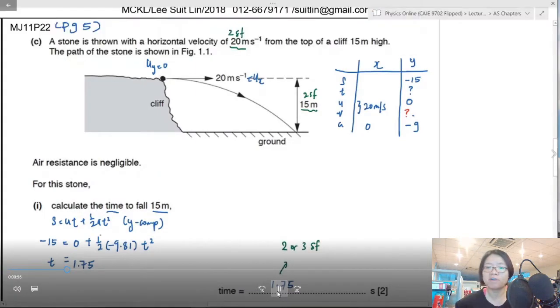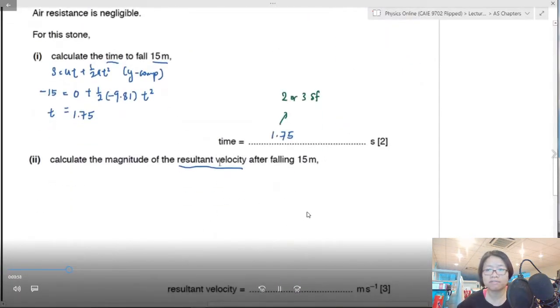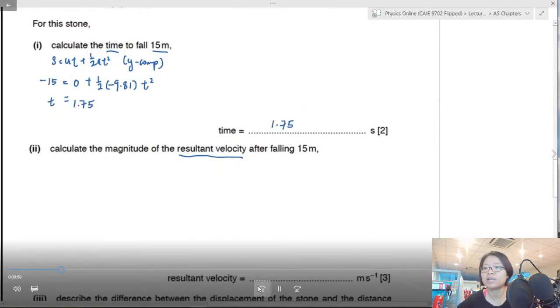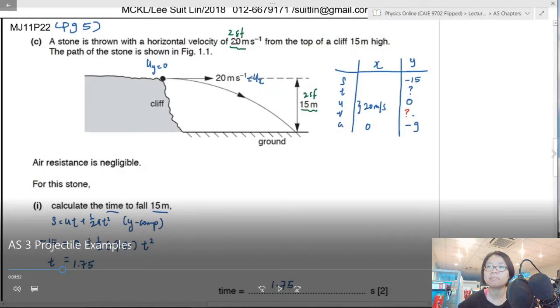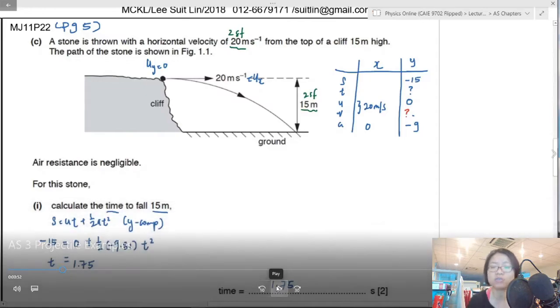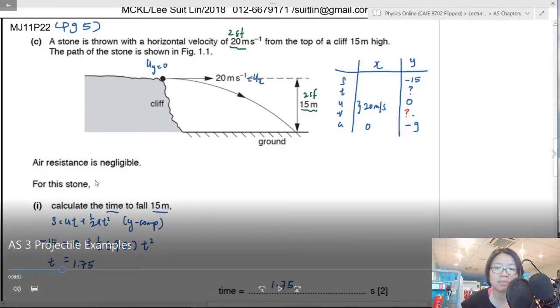So there's a question of how many SF to put. If the question gives you 2 to 3 SF, you see all these numbers, 20, 15, all this is 2 to 3 SF. So your answer should also be 2 to 3 SF long. Or if you don't want to think so much, generally 2 to 3 SF is correct. Okay, either one is fine. So yeah, remember to put the correct components into the equation. Don't take 20 and put it inside here.